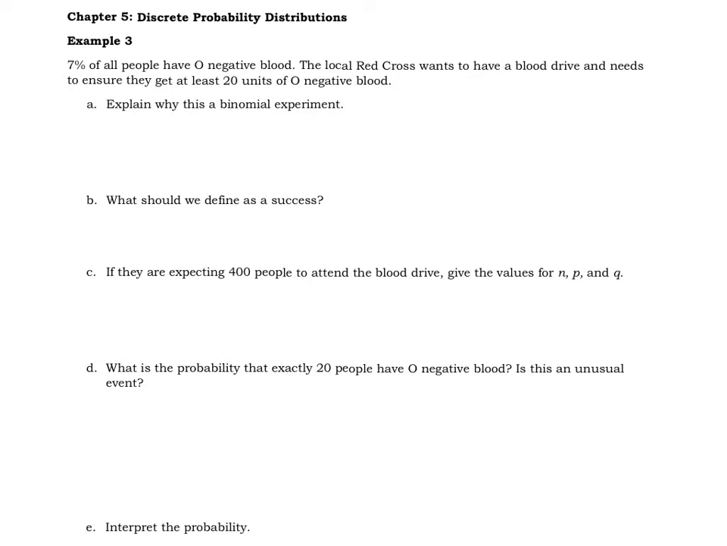Why does this qualify as binomial? Well, one, we have a success versus a failure. In this case, that would be O negative or not. It doesn't really matter what other blood types there are. When we need those universal donors, you're either a universal donor or you're not. And then second, we do have repeated, in this case, 20 independent trials.